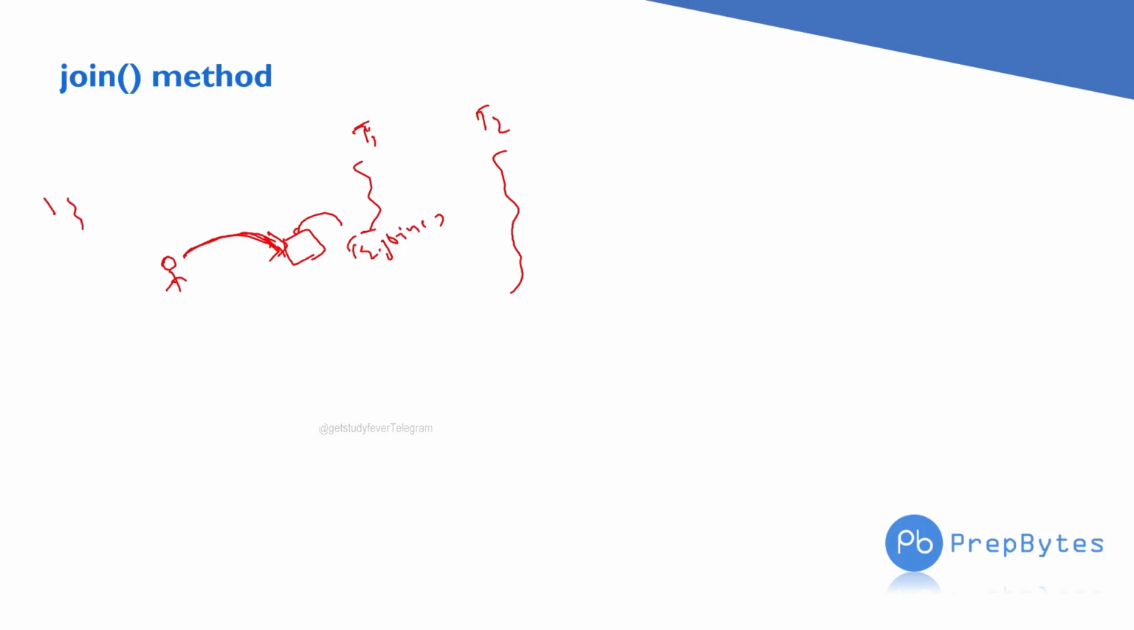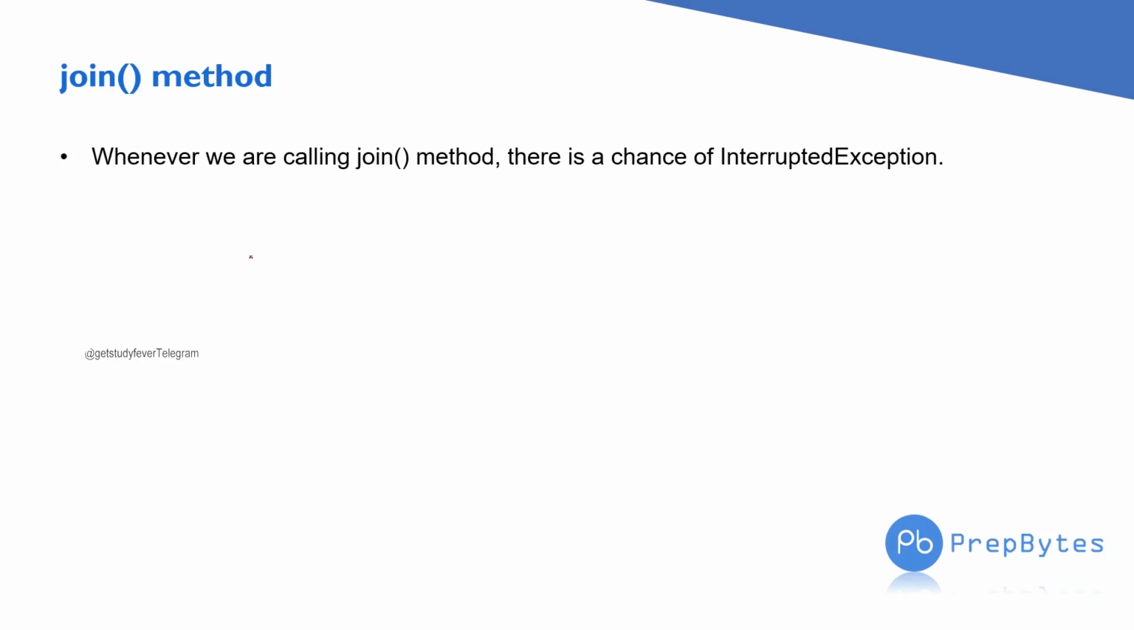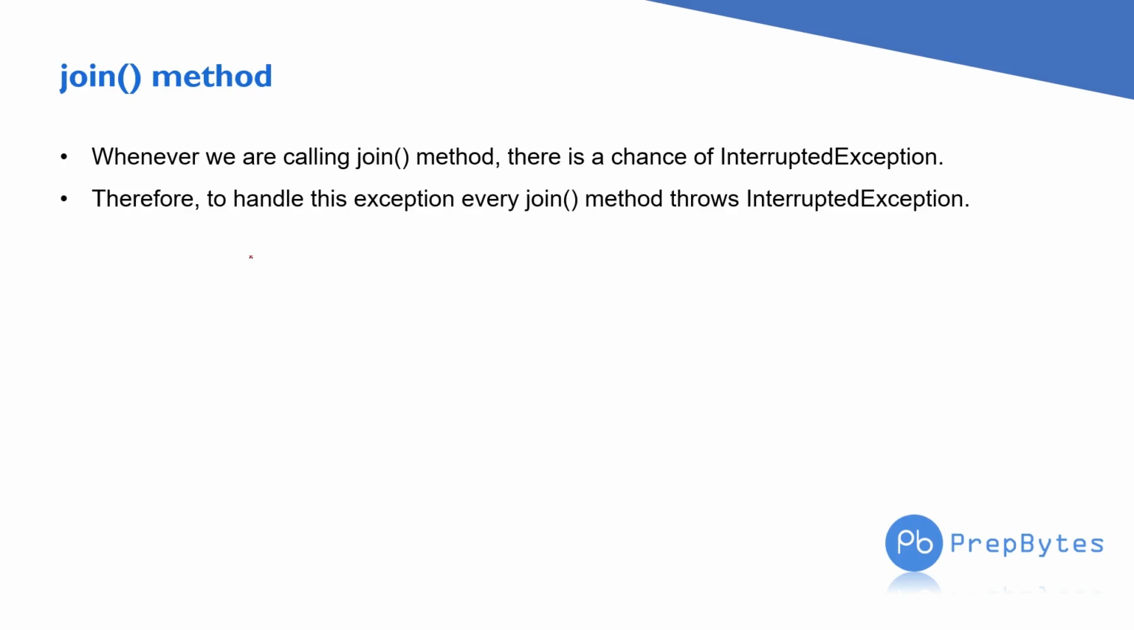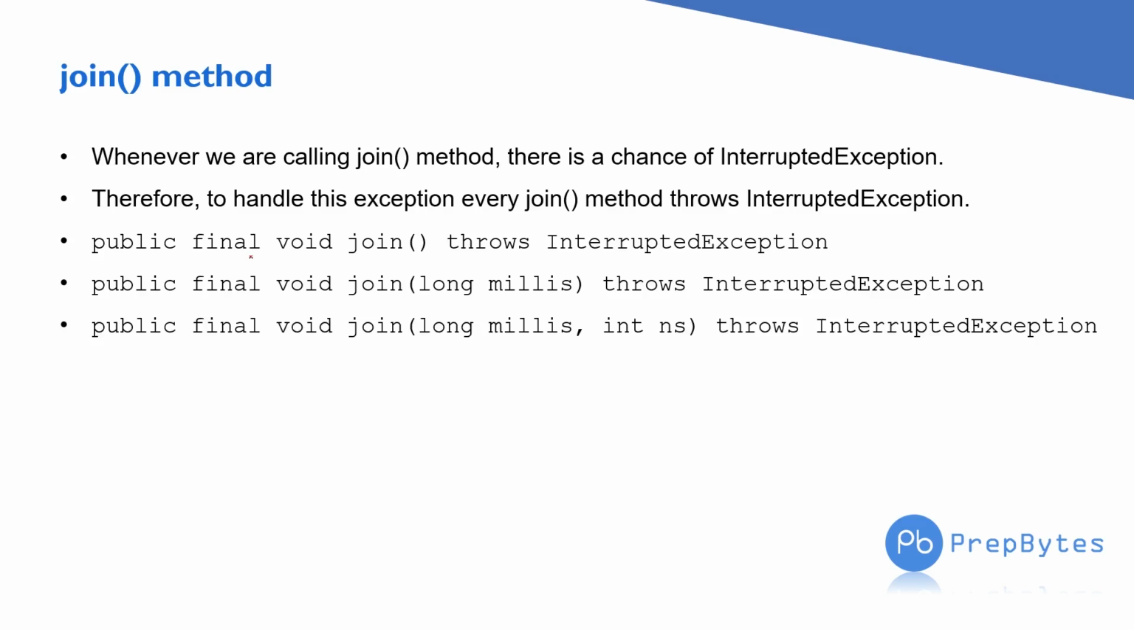Let's see the points. Whenever we are calling the join method, there is a chance of interruption, that is, an InterruptedException. Therefore, to handle this exception, every join method needs to throw InterruptedException. So all these three methods need to throw InterruptedException. Every join method has a chance of InterruptedException, therefore we have to throw InterruptedException, to catch it. Fine. So let's see the code now.